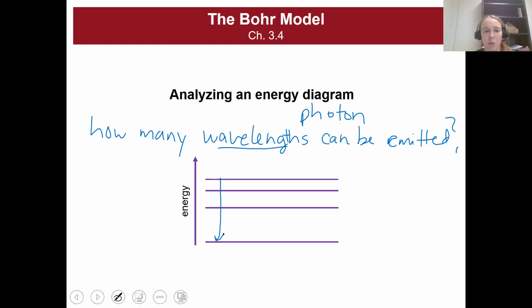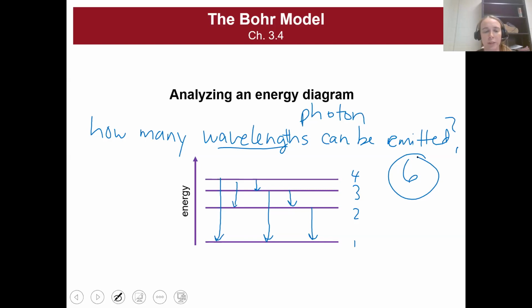So there's one that goes all the way, I'll call this 4, 3, 2, 1. There's one from 4 to 1. There's one from 4 to 2. And there's one from 4 to 3. There's one from 3 to 1 and 3 to 2. And finally, there's one from 2 to 1. So that means there are 6 wavelengths that can be emitted based on this energy diagram.